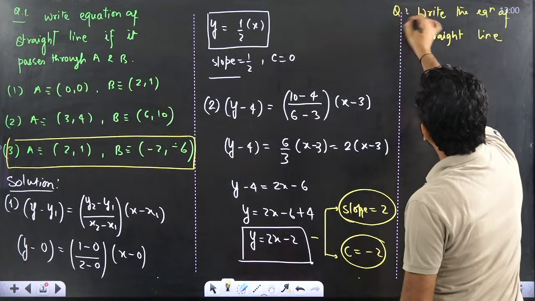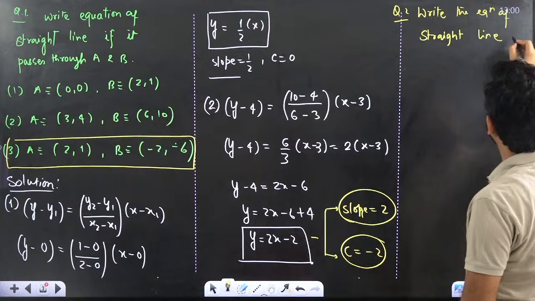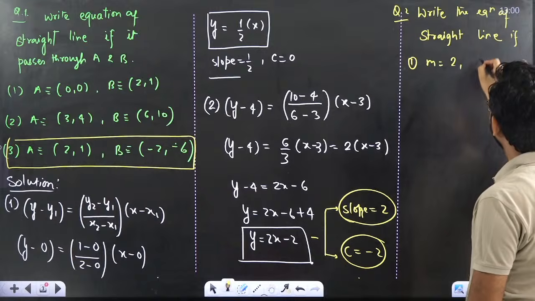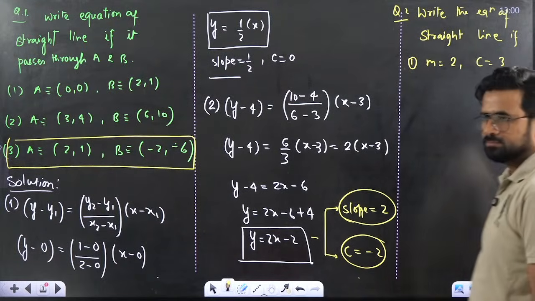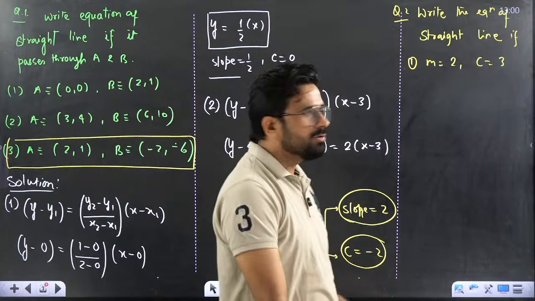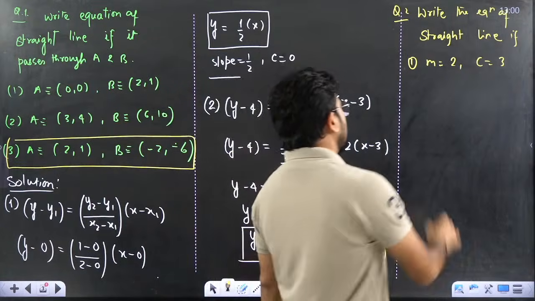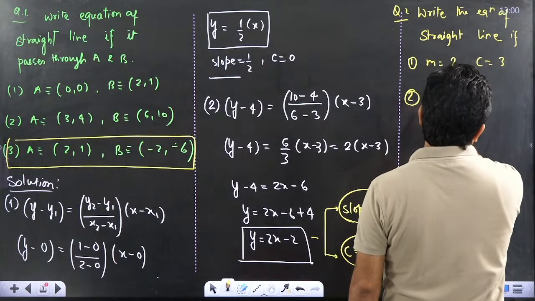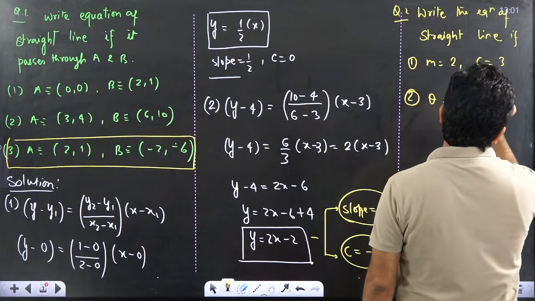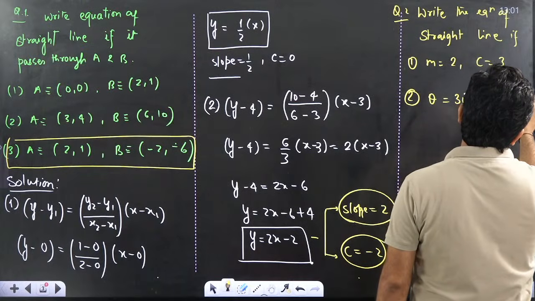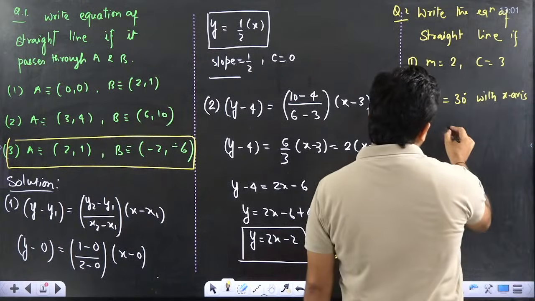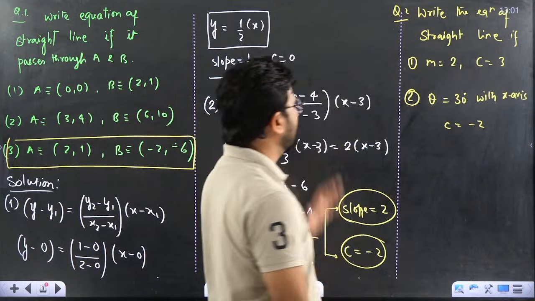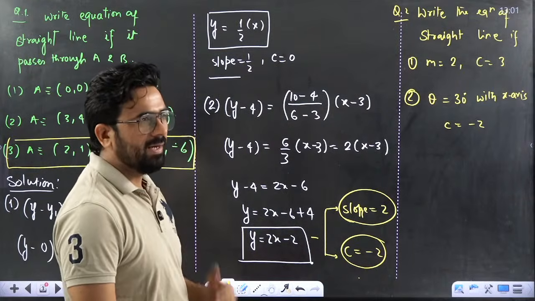Next, problem number 2. You can solve it. First part: slope is equal to 2, intercept is equal to 3. Very simple, slope directly given to you, intercept directly given to you. Second: theta equal to 30 degrees with the x-axis, and intercept is equal to minus 2. This is the second question. These are two problems we have to solve.